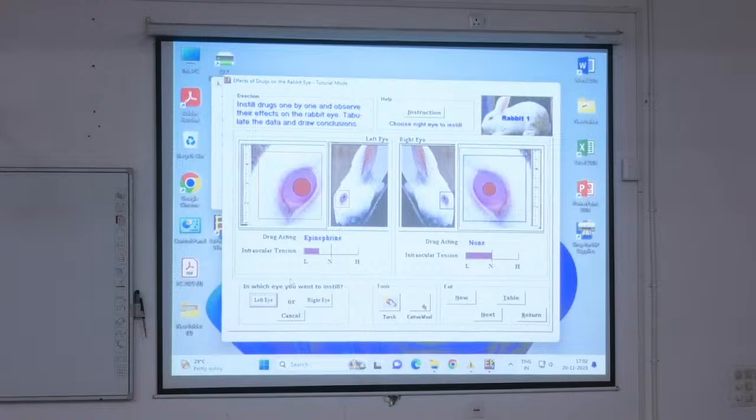After administration of epinephrine, the diameter will be 1, 2, 3, 4, 5, 6, at least 7 millimeter. 7 millimeter. So there is mydriasis with epinephrine.